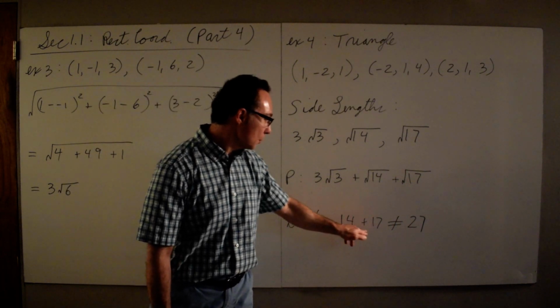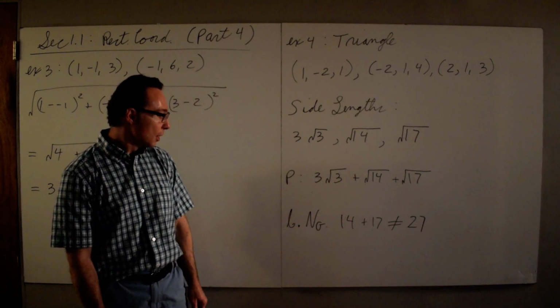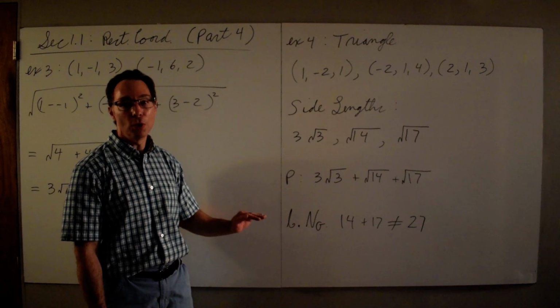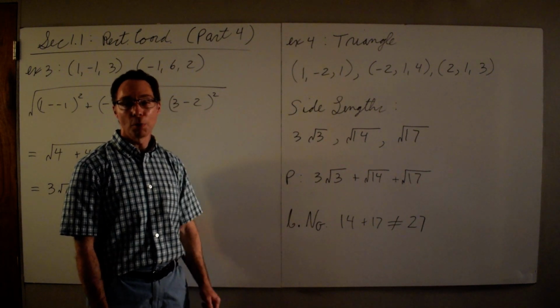So a squared plus b squared should equal c squared if we have a right triangle, but since that's not the case, we do not have a right triangle. And so the answer is no, by the Pythagorean theorem.